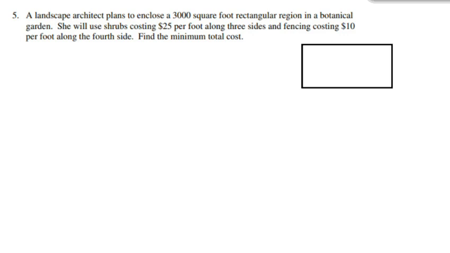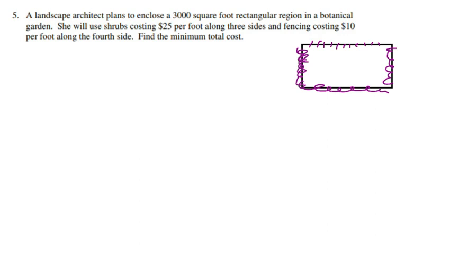In this problem, we were talking about a landscape architect. They want to enclose a garden with 3,000 square feet. They're going to put shrubs on three sides, and then they're going to put fencing on the other. So shrubs on three sides. These are supposed to be shrubs. There we go. And then fencing on the fourth side.